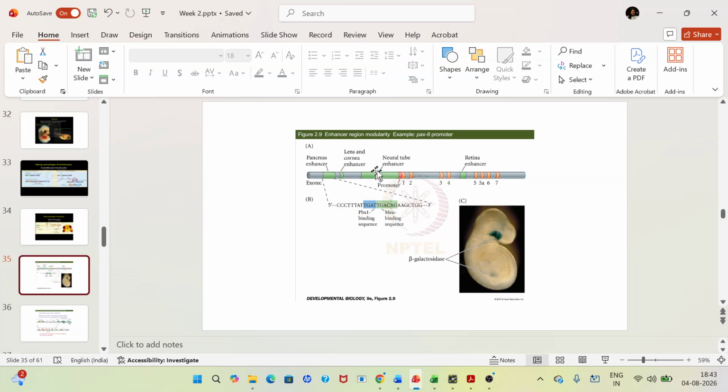This is the PAX6 promoter that they have used. If you can see, this green color is generally not seen. This is because of beta galactosidase, which was added in front of the PAX6 promoter to understand the expression of that particular gene and the promoter.